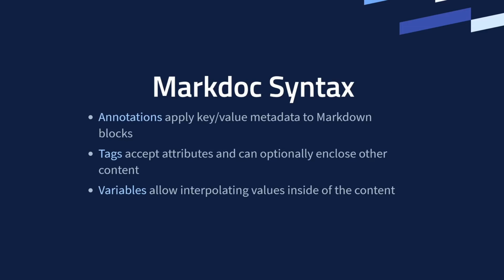There are 3 features that we have added to Markdown. So annotations allow you to assign attributes to individual Markdown blocks. These are like conventional document nodes like headings, paragraphs, ordered lists, and so on. Tags are the name tags, accept attributes and optionally enclose other content. So these function a little bit like HTML tags. And variables allow us to use externally provided values inside of our content. So that's all we've added to Markdown, but these 3 features have a fair amount of depth.